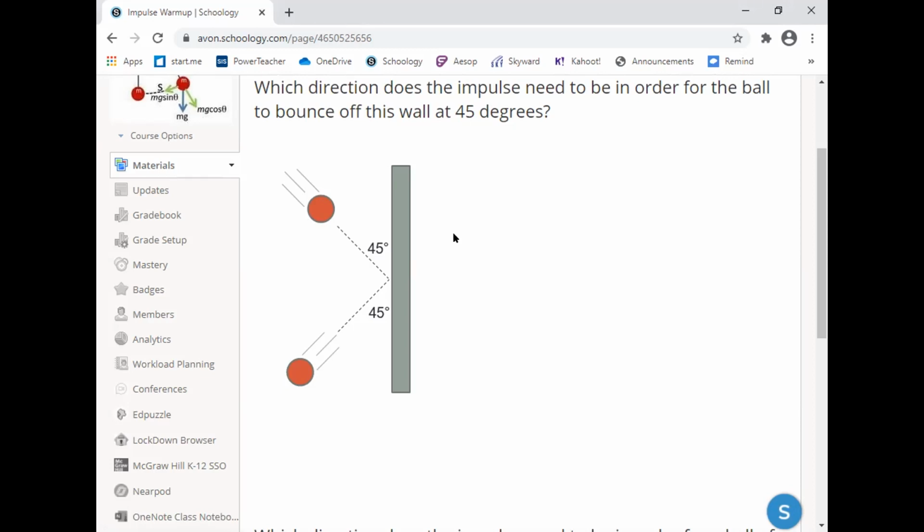Any questions about that? Let's just say, for example, let's say that you did the math and you found that this was, I don't know, I'm just going to make this up. I'm just going to say that this is 8 kilograms meter per second. What would J be?